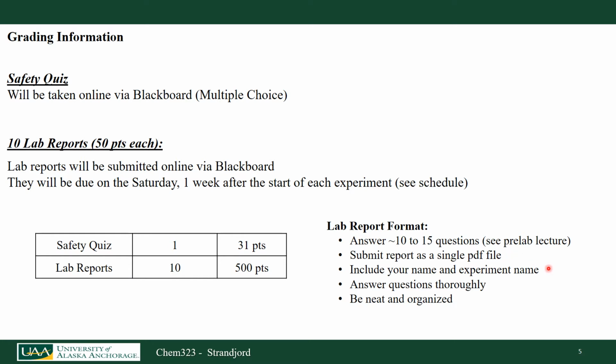So in that report, all you have to do is include your name and the experiment name, and then answer those 10 to 15 questions. Answer them thoroughly to get full credit, and also be neat and organized. It makes my grading so much easier. So organization is an important part of a lab report.